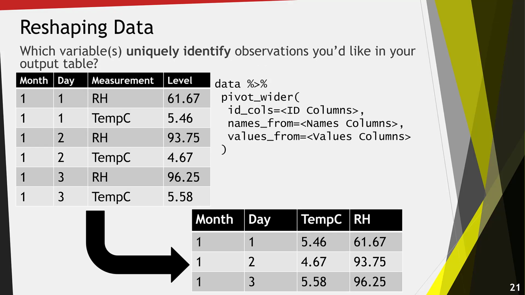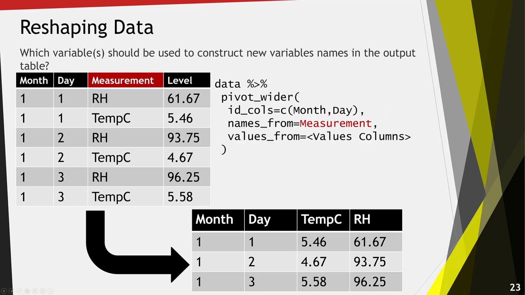Let's look at using pivot wider in this example. The first question you should ask yourself, again, is which variable or variables uniquely identify observations that you'd like in your output table. We answered that as the month and day columns. Since there's more than one, you must put them in the vector function, and that's what I have here. I specify ID columns equal to C, the vector function, with the month and day columns as arguments.